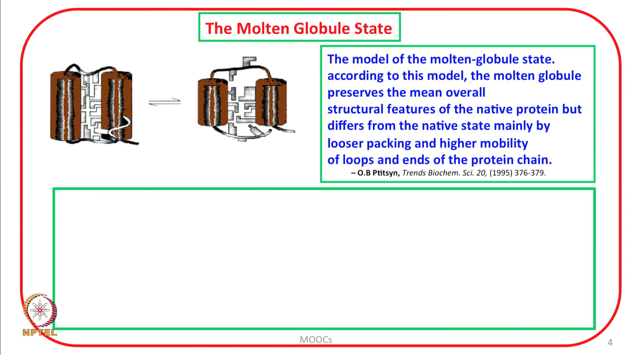Now, as I mentioned, in the late 1980s and early 1990s, the term molten globule state became very popular. As the name itself suggests, it is the molten form of the globular protein. Molten in the sense that it is not a rigid three-dimensional structure, but it can be in between the native and denatured state of a protein.